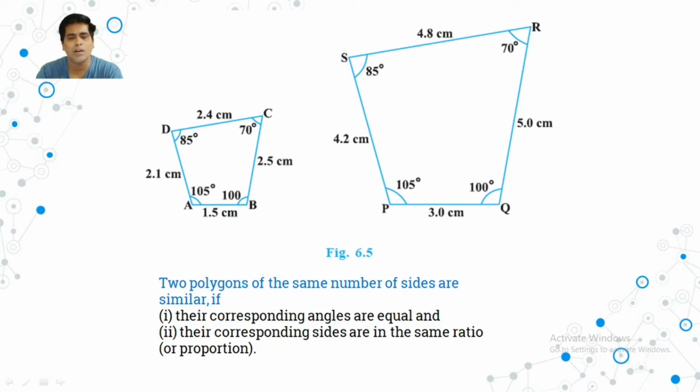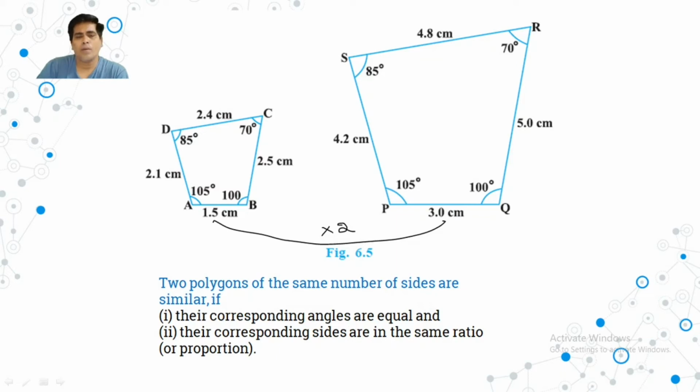ABCD is one quadrilateral and PQRS is another quadrilateral. So we have different sides in ABCD, and in PQRS also we have different sides. Do you see any relation between the sides? This side is 1.5 centimeters and this is 3 centimeters. Clearly this side is twice of this one.